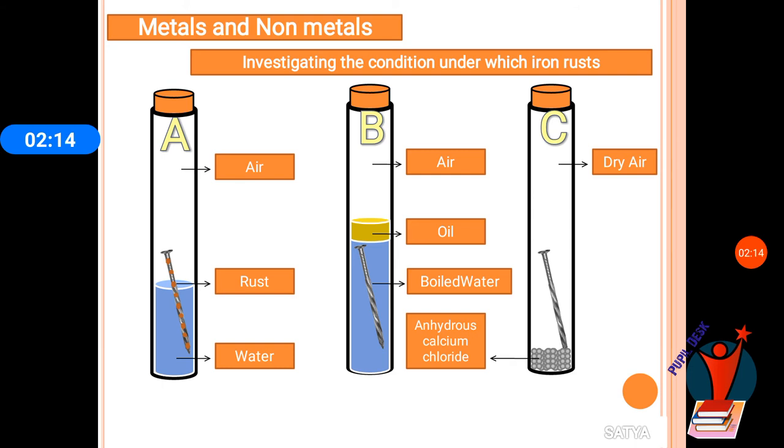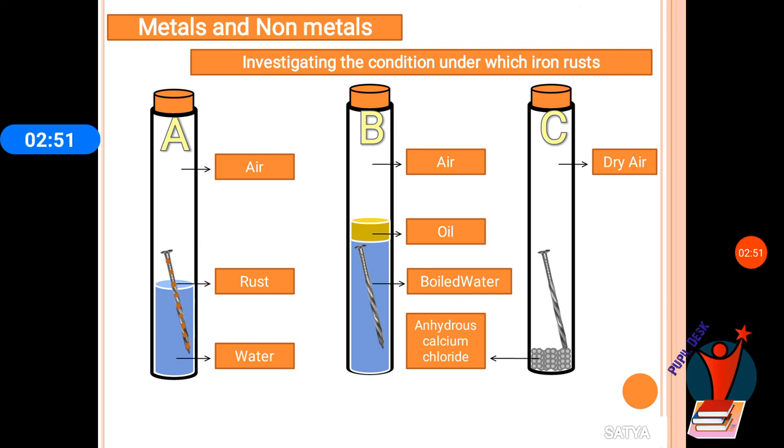We will observe that the iron nail which is present in test tube A is in contact with air as well as with water. That means the iron nail in test tube A is in contact with moist air. But the nail which is present in test tube B is in contact only with the boiled water, not with air. In test tube C, it is only in contact with dry air, not with the water. That means not with the moisture.